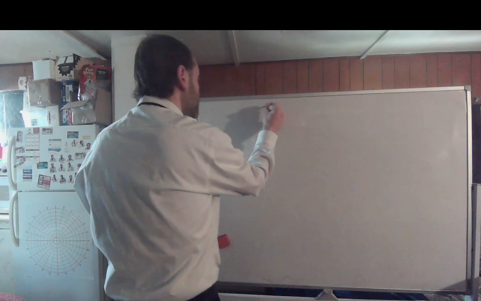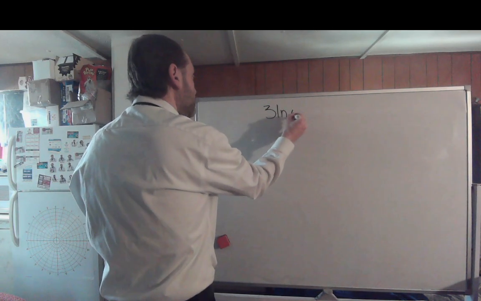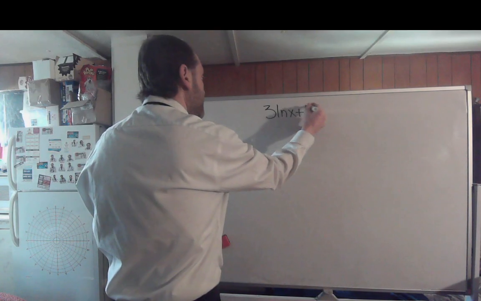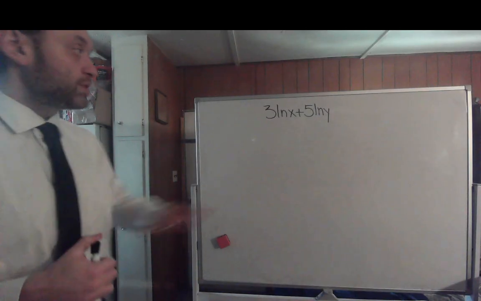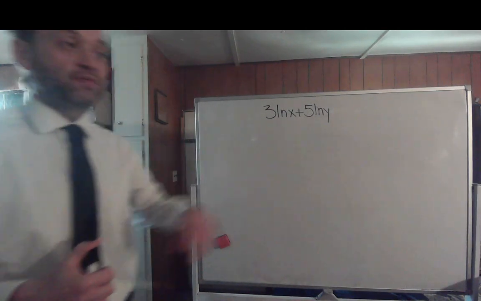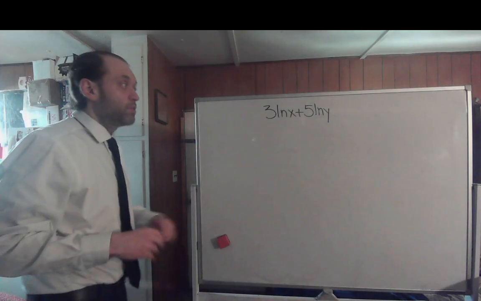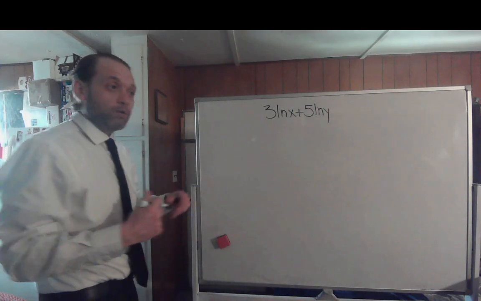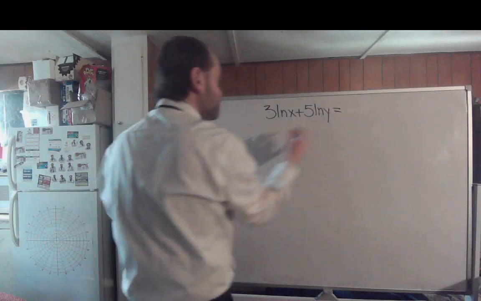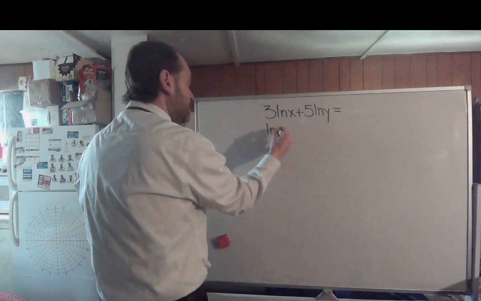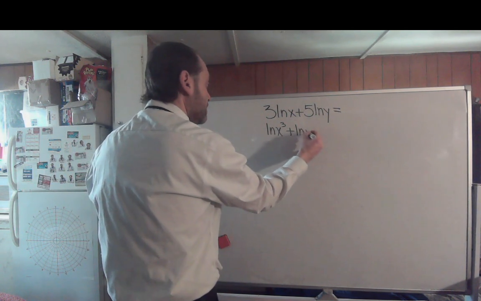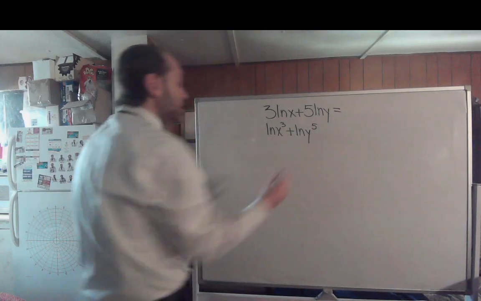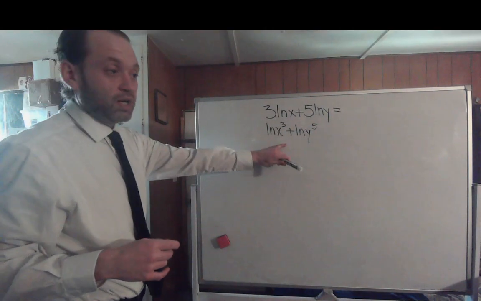All right. 3 times the natural log of x plus 5 times the natural log of y. So we have 3 times the natural log of x plus 5 times the natural log of y. Well, for each term, we have a power rule, right? This would be the same as the natural log of x to the third plus the natural log of y to the fifth.